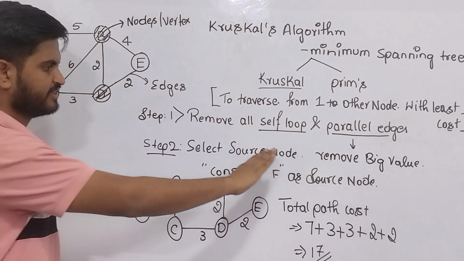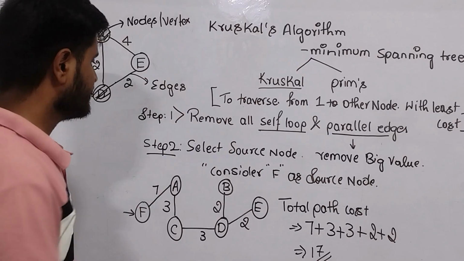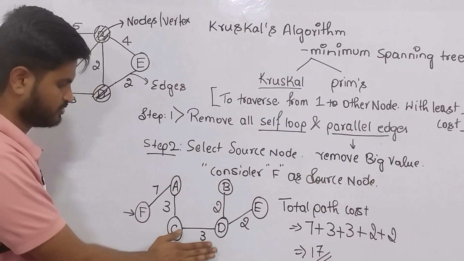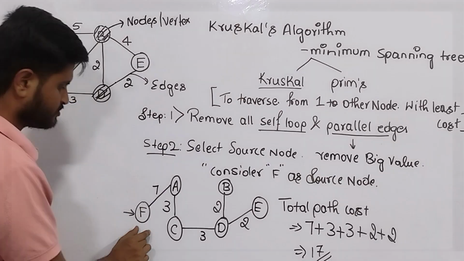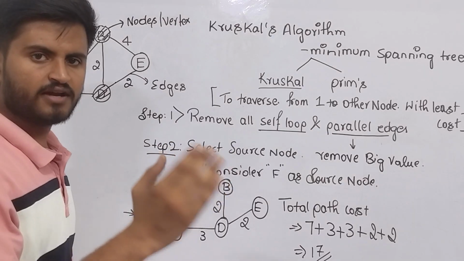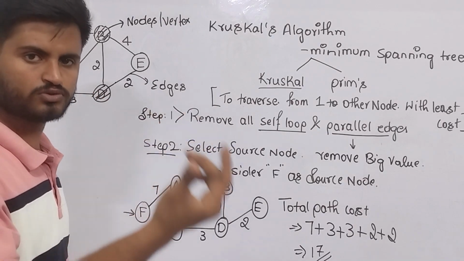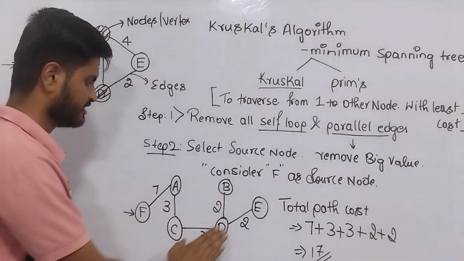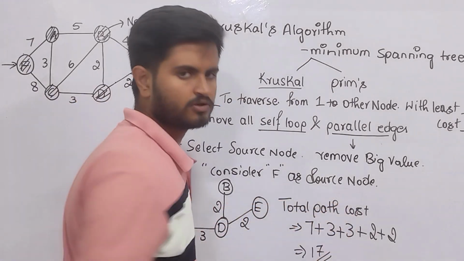So first remove all the self loops and parallel edges, select the source node, and follow the procedure which I showed here. Move from each node with the least cost. Find the possible paths, and with the least cost you must move to another node. Once all nodes are traversed, find the total path cost.